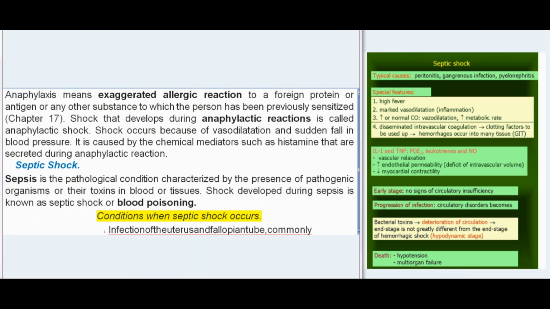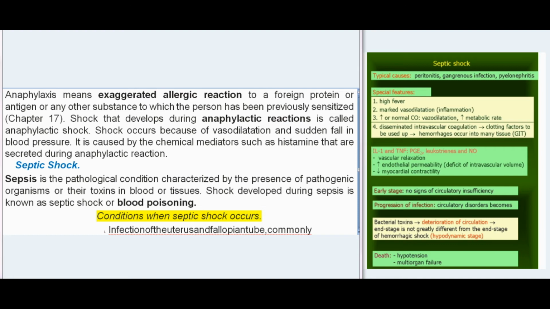Anaphylactic shock. Anaphylaxis means exaggerated allergic reaction to a foreign protein or antigen or any other substance to which the person has been previously sensitized, Chapter 17. Shock that develops during anaphylactic reactions is called anaphylactic shock. Shock occurs because of vasodilatation and sudden fall in blood pressure. It is caused by the chemical mediators such as histamine that are secreted during anaphylactic reaction.